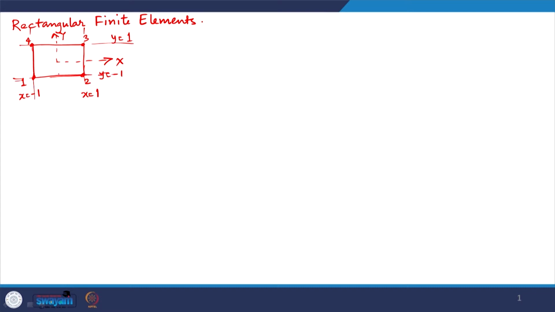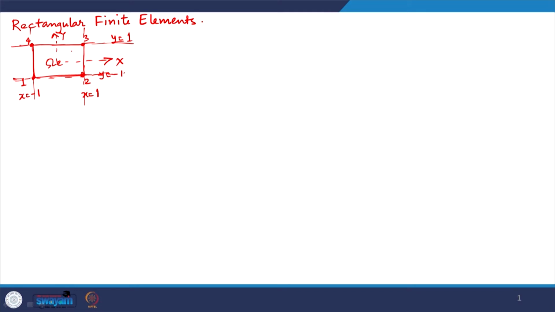So, you can see that the location of the nodes is at the intersection of the grid lines. This is the grid line for x is equal to minus 1, this is the grid line for x is equal to plus 1, this is the grid line for y is equal to minus 1, this is the grid line for y is equal to plus 1, and the intersection of these grid lines defines the location of the nodes, the vertices of this rectangular element, and this is the element domain omega e.